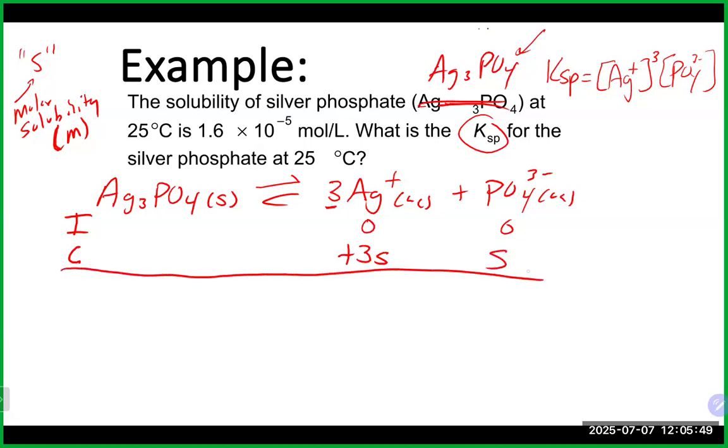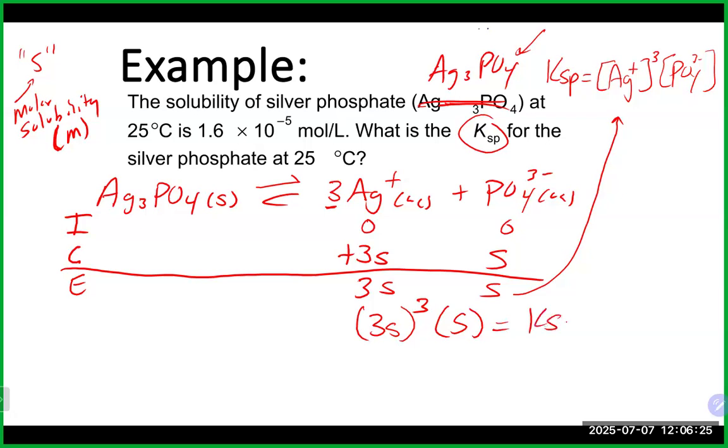At equilibrium here, 3S and S. First off, any questions on the ice table there? All right. So like normal, we would take the equilibrium line and put it into our KSP expression. If we take this and pop it into there, that'll get us 3S, and as you see from my expression, I still need to cube it times S, and that equals my KSP.